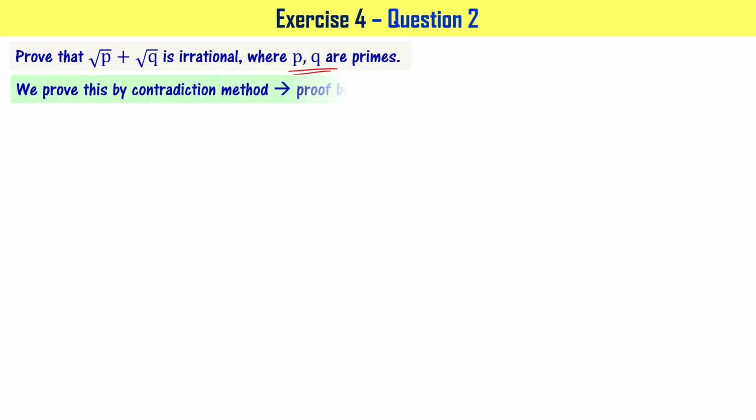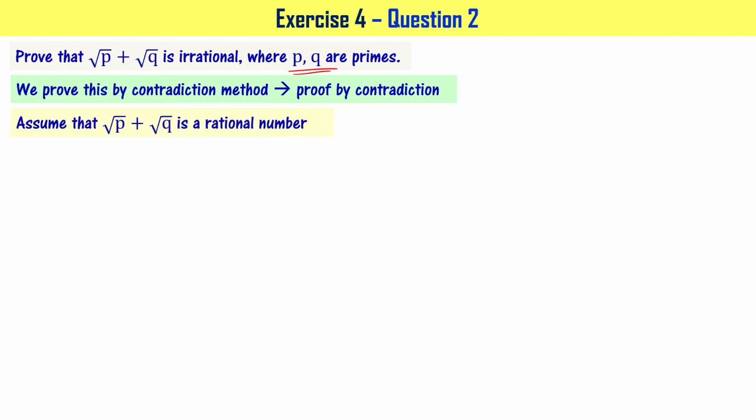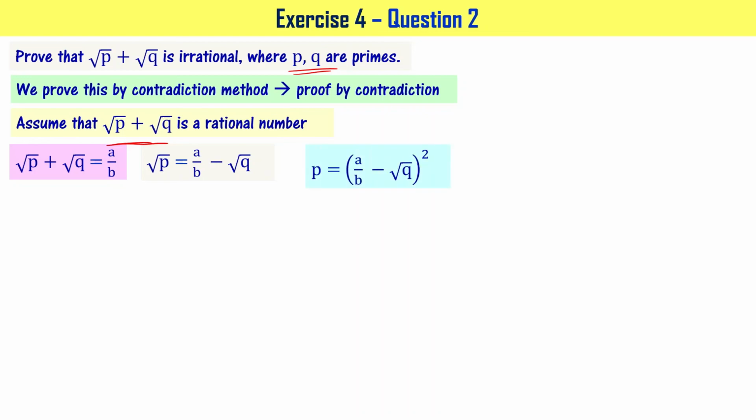For that, we go by proof by contradiction method. That says that we have to assume that square root of p plus square root of q is a rational number, right? It means square root of p plus square root of q is equal to a ratio of two integers a and b. Let me rearrange this equation such that I can write it as square root of p equal to a by b minus square root of q. I can take square on both the sides so that I can write it as p equal to (a by b minus square root of q) whole square.